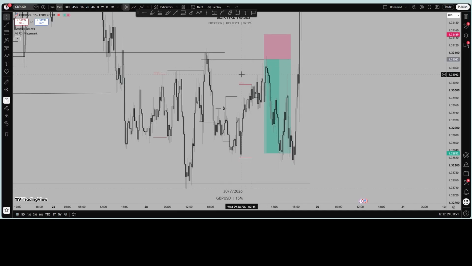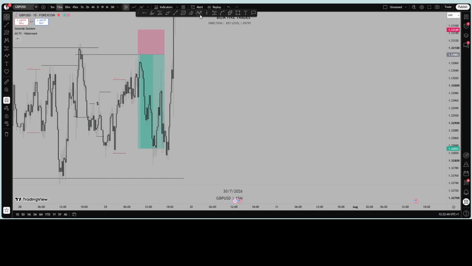This was a nice entry confirmation, because a true market structure shift would always take out liquidity. Whenever price wants to reverse, it will either fill a fair value gap or take out a previous high liquidity, because a lot of traders are selling from these levels.